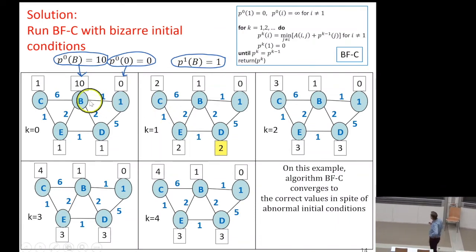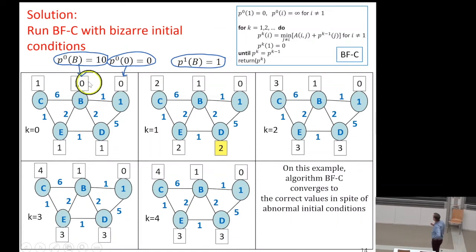If we see what happens, this bizarre value 10 will very quickly be lost because B knows by asking 1, and 1 is always the ground truth here, at least if we force P1 of 0 to be 0, then it will get the correct value. But what will happen to D? D speaks to E, and E says, I am at a distance of 1. Okay, therefore, D believes it is at a distance of 2. E will do the same thing.